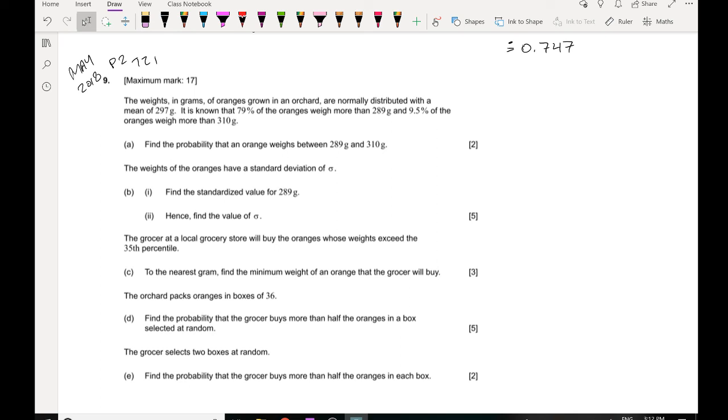2016. Let's see. That's trig. That's calculus. Oh, and they had a cumulative frequency graph. It wasn't even probability on paper 2 for November of 2016.